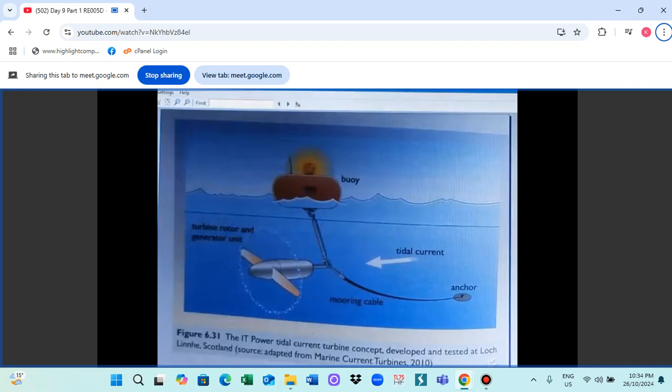So in this case, we attach the anchor and the buoyant, and we are using the turbine. So when the tide current is passing through, this turbine will rotate and produce the electricity.